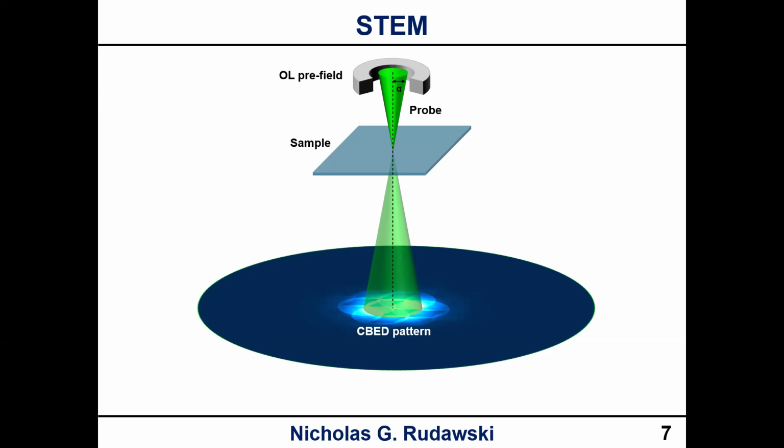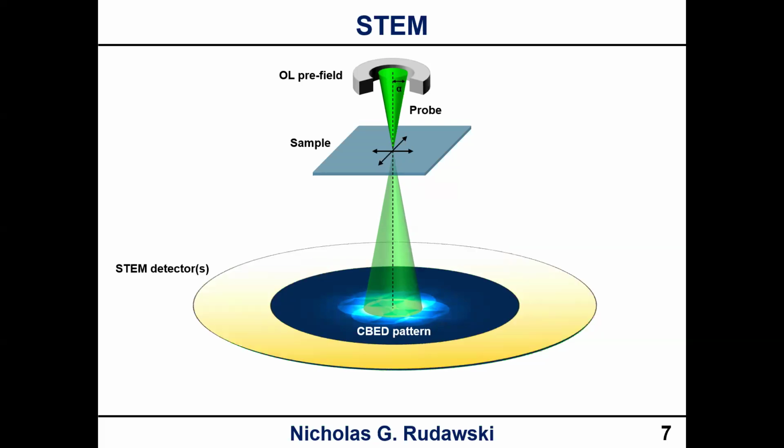We're now doing this at a point or a pixel within an image, so we have to move the probe around at each pixel within the area that we're imaging, and we're forming a CBED pattern at every single pixel. That CBED pattern at a given pixel is being projected onto a STEM detector.